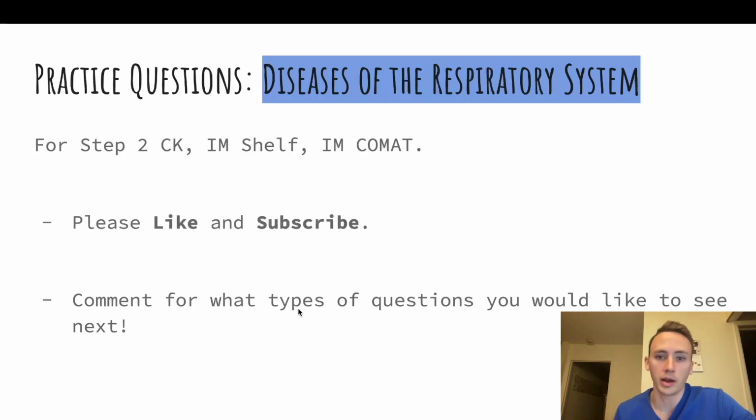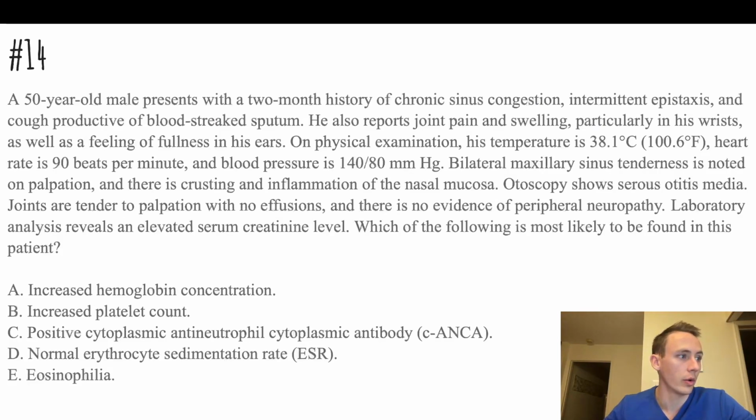All right, we're back with another practice question focused on the lungs. This is helpful for your Step 2 CK, shelf, or COMAT. Let's go ahead and jump into it. As always, go ahead and pause, read the question for yourself, then we'll jump into it.